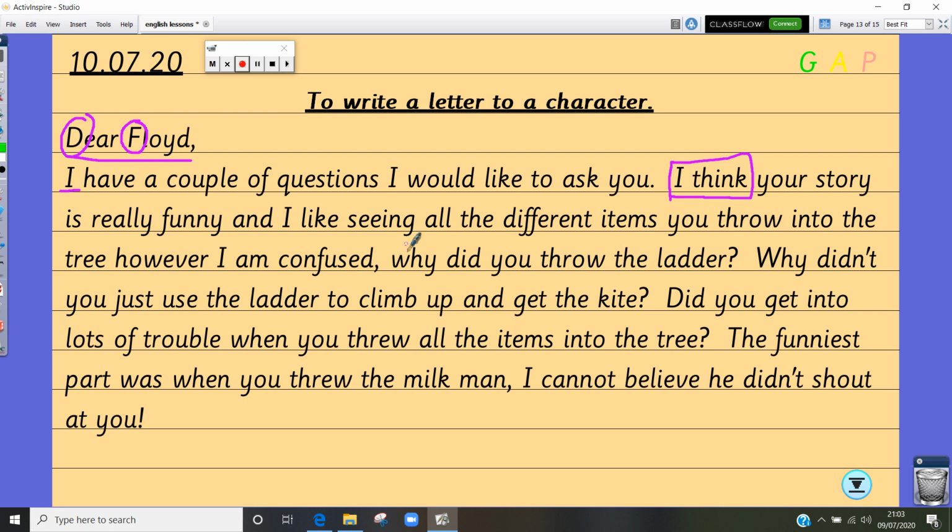However, I'm also confused. So I've said I like it, and I've said that I thought it was funny. However, I've also said I'm confused, and I am confused because why did he throw the ladder? And that is a question that I have always asked every time I've read this story. Why did he throw that ladder into the tree? Why didn't he just use that ladder to climb up and get the kite? Now, I've asked two questions here, so both of those require a question mark. Then I want to also know, did you get into lots of trouble when you threw all the items into the tree? So again, a third question, which needs another question mark.